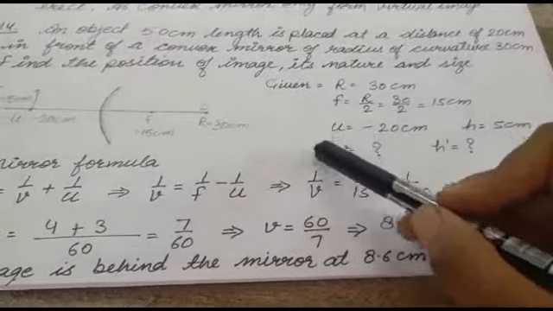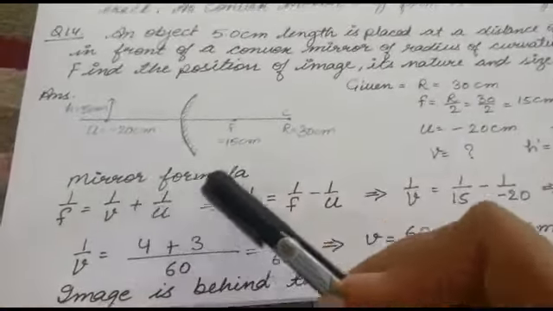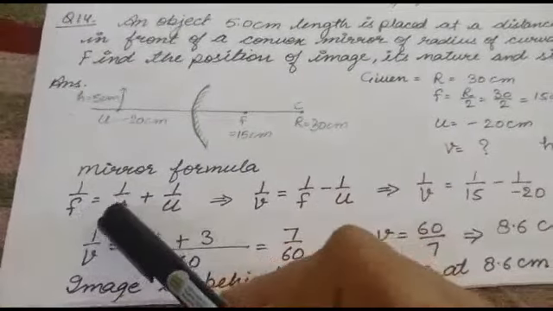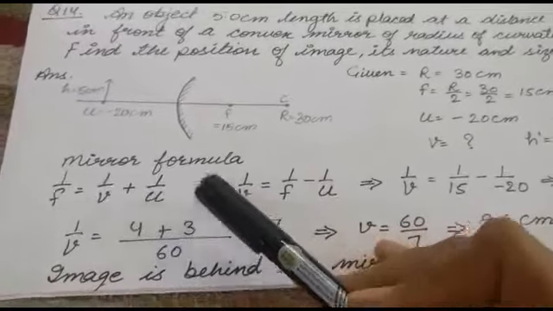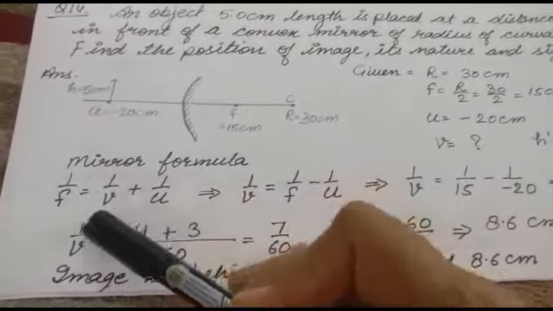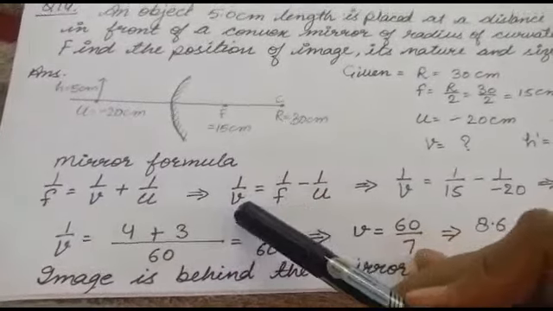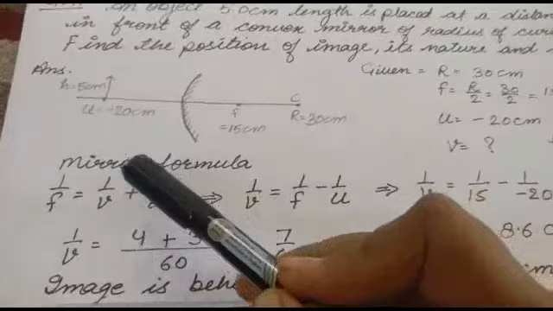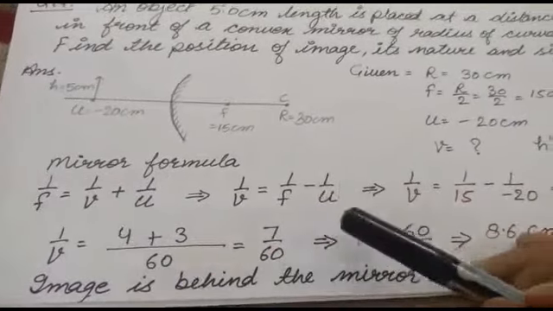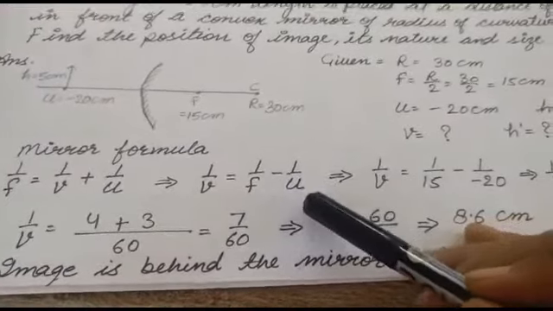So first of all we will calculate the distance of the image. Again the mirror formula is 1 upon f equals 1 upon v plus 1 upon u. We will shift the values because we have to find the value of 1 upon v. So what will it be? 1 upon v equals 1 upon f, and when we shift this term to the other side of the equals sign, it turns to minus. So it becomes 1 upon f minus 1 upon u.